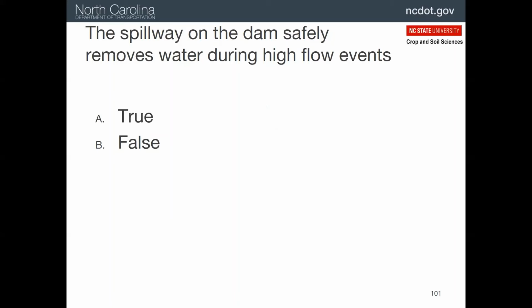All right, so the spillway on the dam safely removes water during high flow events. True or false? All right, that's the whole point of that spillway.